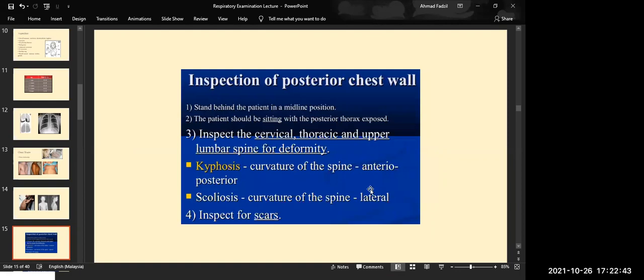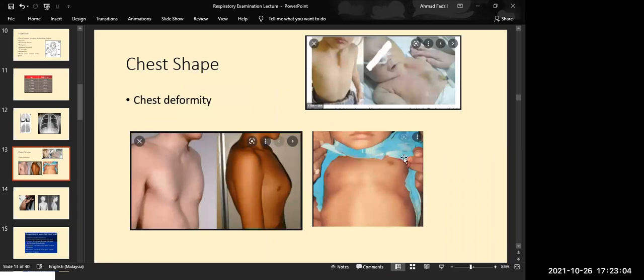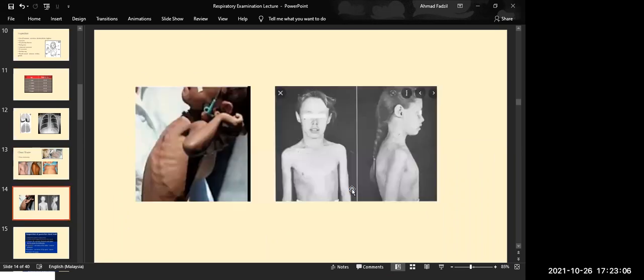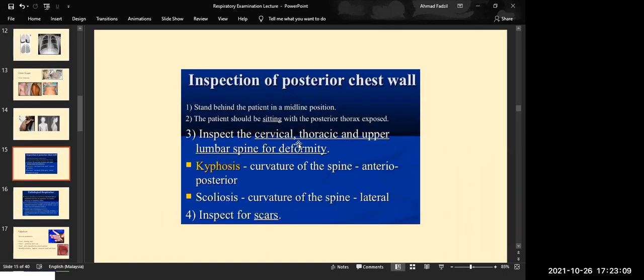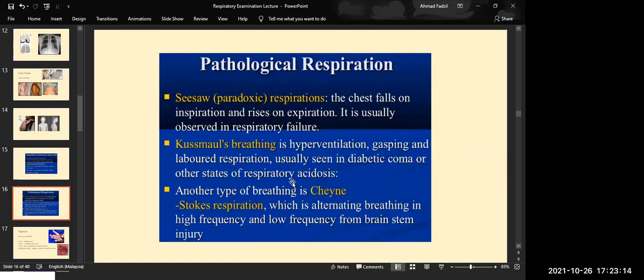So remember, at the same time, after you look at the anterior, when you examine the posterior of the chest, you also look for kyphosis, scoliosis, check the spine, and then any scars at the posterior chest wall. Anterior chest wall, you look at the ribs, sternum, and the posterior chest wall is the spine and the scapula.